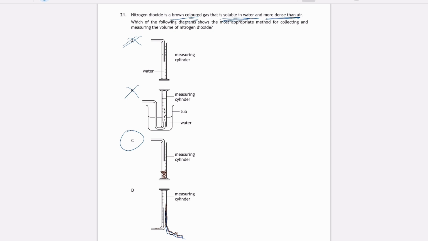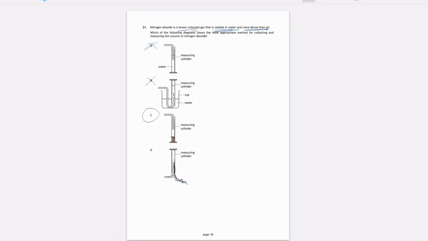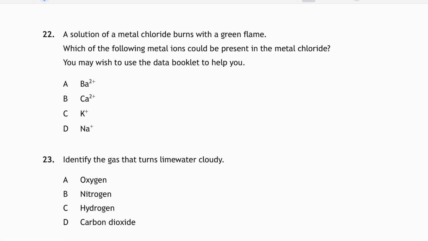For collecting gases, a gas cylinder works for all of them. So if you're ever shown a picture with a gas cylinder, that's always the best one to pick. But just remember, if your gas is very soluble in water, then you can't collect it over water, or you will lose it all. Oops, sorry. So then the colour of the flame was green, so then which metal ion would have been in the metal chloride?